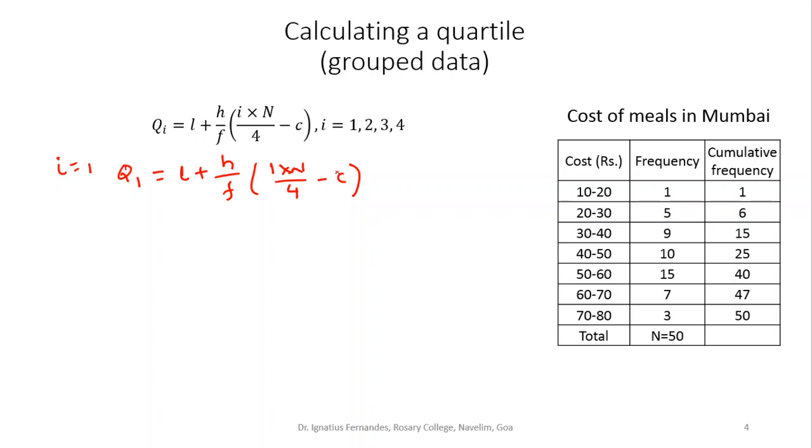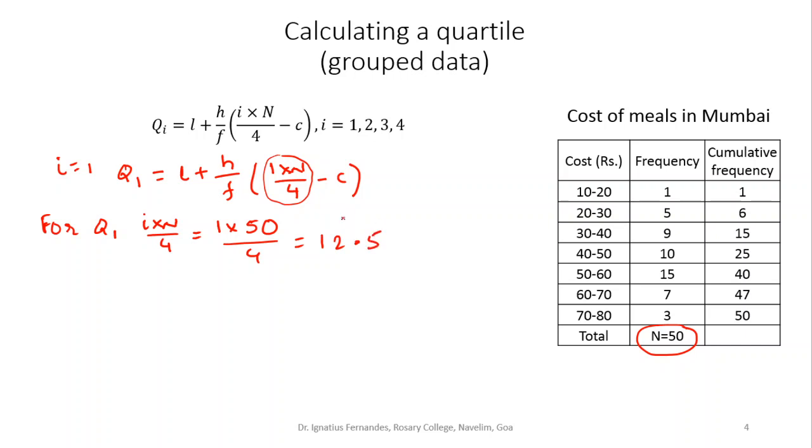So if I have to find Q1, first I have to find this I into N upon 4. For Q1, we first look at I into N upon 4, which is 1 into N. Here the total frequency is 50. Divide by 4, and that is equal to 12.5. We are following the same procedure as we did in the case of median.